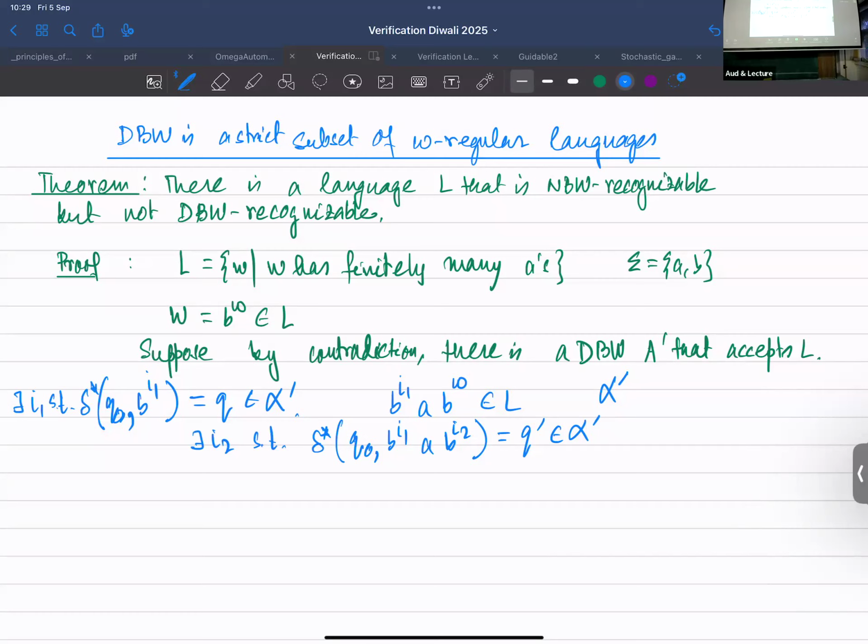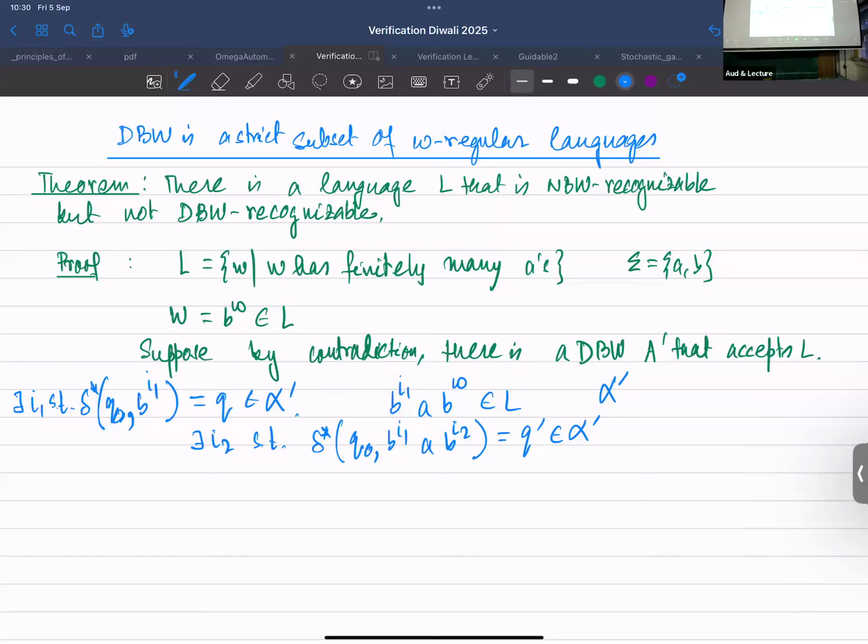So now can you complete the argument? Can you finish the argument? Suppose there are K states in the DBW, then you keep repeating this process for K plus 1 times. There should be some kind of repetition and you can loop it, and say A repeats infinitely many times. Well, you are almost right, but instead of saying K states in the DBW, you should say K states in alpha prime.